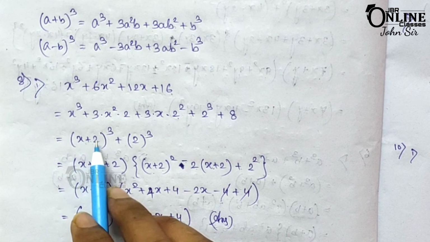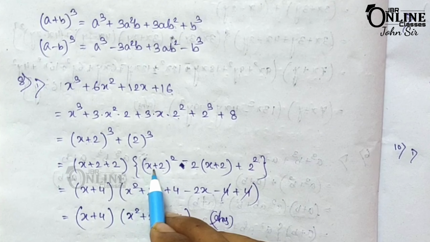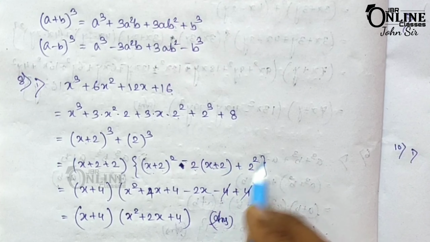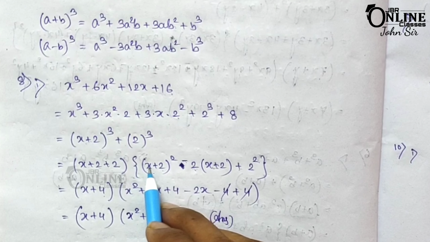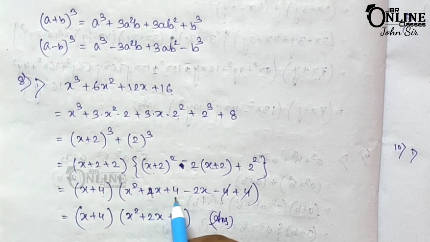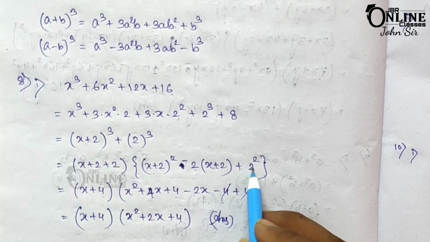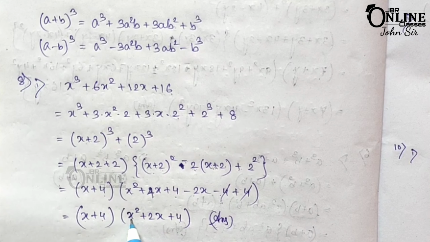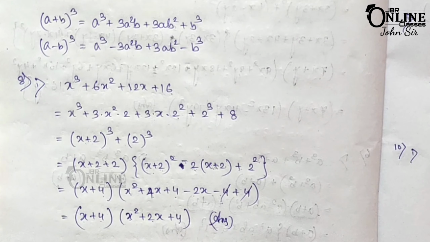Here you can apply the formula a cube plus b cube. So first a plus b, then a square minus ab plus b square. So here x plus 4, this one x plus 2 whole square, so the formula will be a plus b whole square, a square plus 2ab plus b square, then 2 into x minus 2x, 2 into 2 minus 4, and 2 square is 4, 4 cancels out. Final answer will be x plus 4, and here x square plus 2x plus 4, that is the final answer.